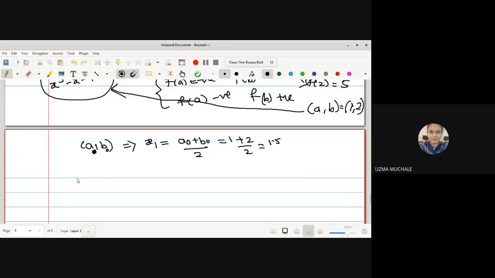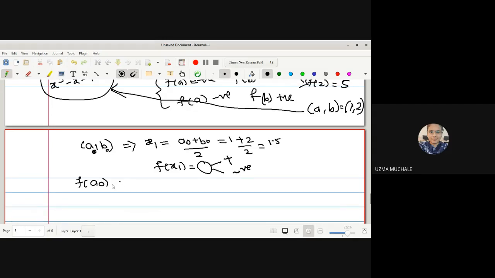Now what we have to do? We have to find the value of f of A naught and f of x1. First you have to bisect your interval. As the name suggests, first find the value of x1 by using A naught plus B naught divided by 2. Then find f of x1. Now f of x1 may be positive or it may be negative.